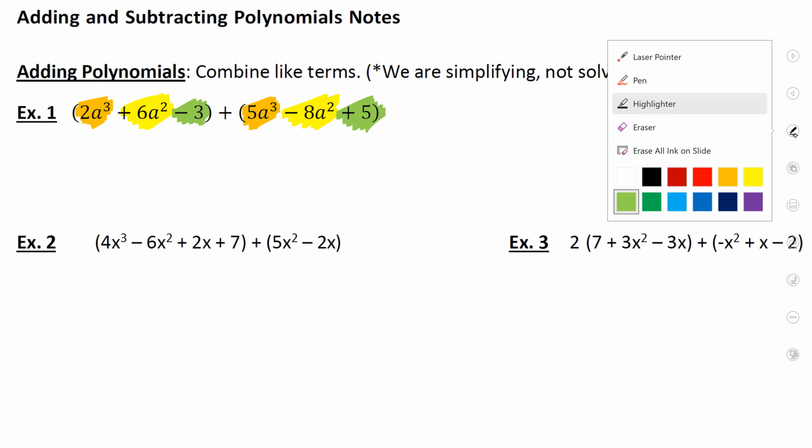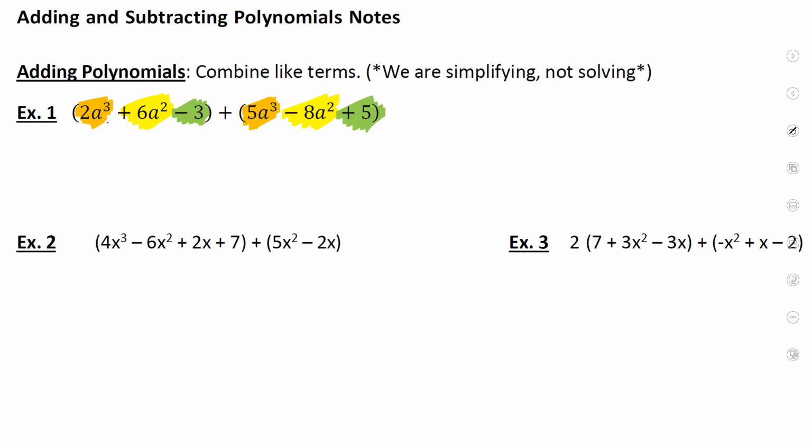So guys, the one that I highlighted in orange, this is 2a cubed plus 5a cubed. What will that become? 7a cubed. The variable stays the same. We're just adding the coefficients, the number in front. Now let's do what I highlighted in yellow. This is 6a squared minus 8a squared. What is 6 minus 8? -2. So this becomes -2a squared.